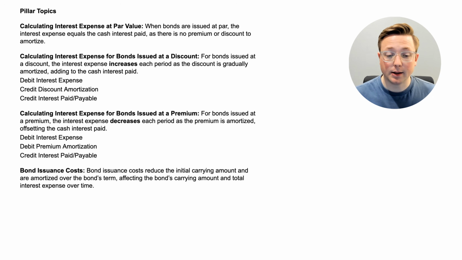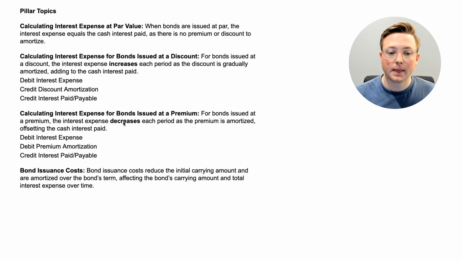For bonds issued at a premium, the interest expense decreases each period as the premium is amortized, offsetting the cash interest paid. So instead of both credits being equal to the interest expense, now the premium amortization is actually going to be added to the interest expense to be equal to the credit of the interest paid. And remember, the interest expense decreases each period because the carrying amount of the bond is decreasing, because you're amortizing the premium to get down to the face value instead of with a discount where you're trying to get up to the face value.